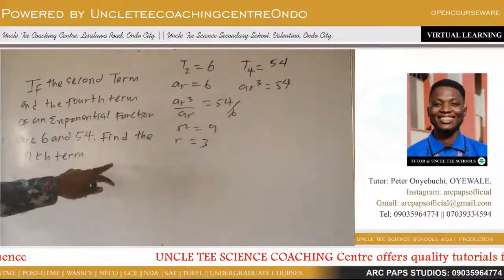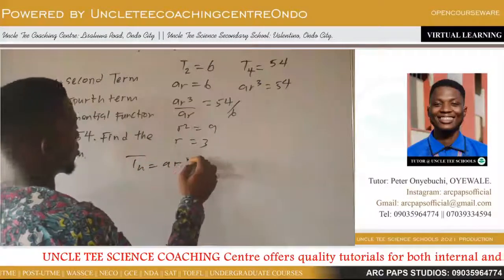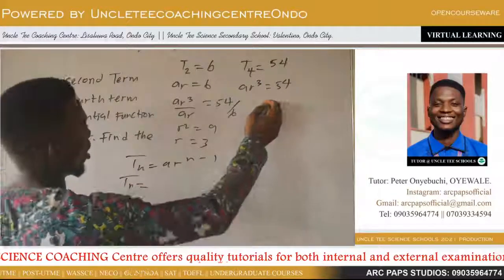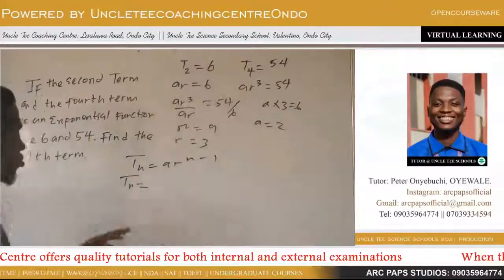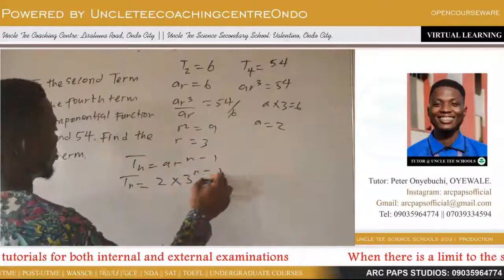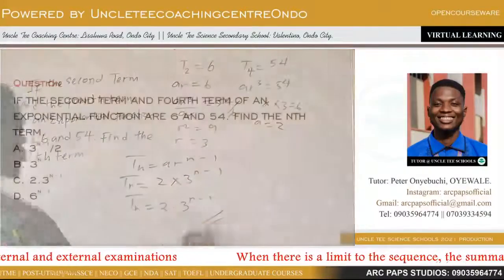Now, the nth term of an exponential sequence is given by ar to the power n minus 1. We need to find our a from equation 1, which is ar equal to 6. a times 3 is 6, so our a will be 2. Since a is 2, the nth term is 2 times 3 to the power n minus 1, which is 2 times 3 to the power n times 3 to the power minus 1.